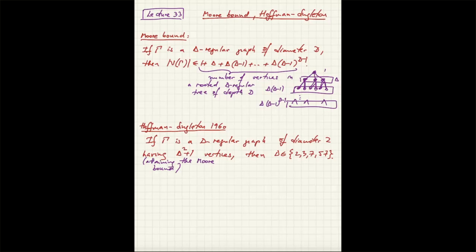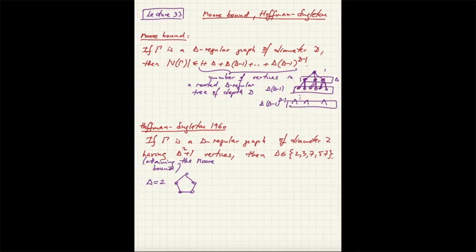And Hoffman and Singleton used algebraic methods involving the eigenvalues of the adjacency matrices of graphs, to prove that if gamma is a delta regular graph of diameter two with delta squared plus one vertices, then delta must be 2, 3, 7, or 57. Now, when delta equals two, there is a unique graph satisfying these properties, and that's the cycle C5. And that's not too hard to see.